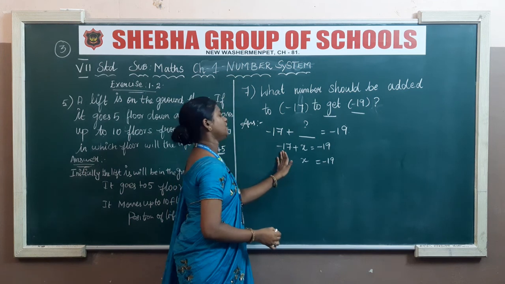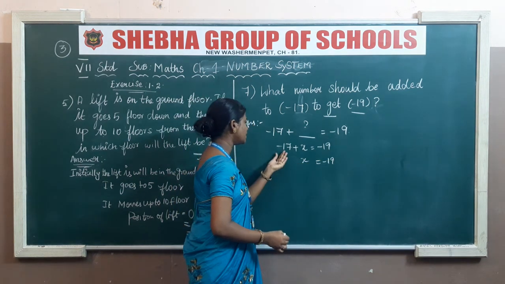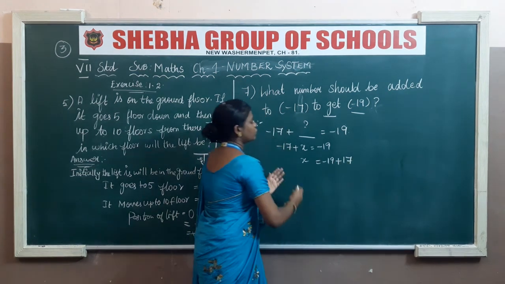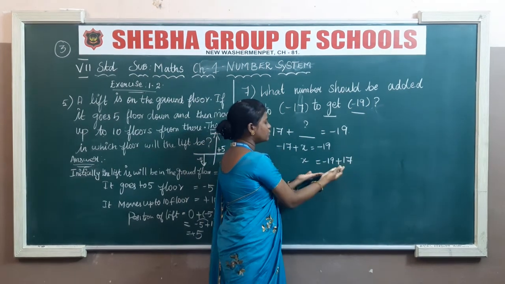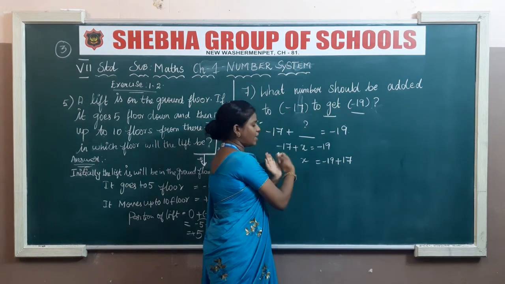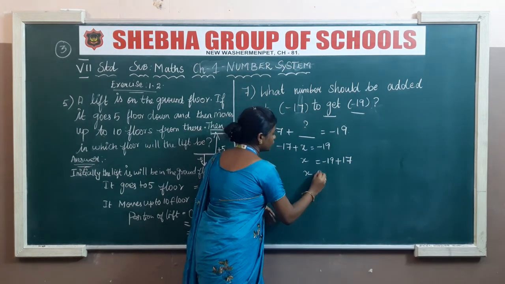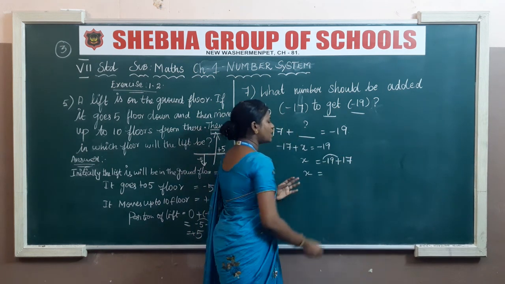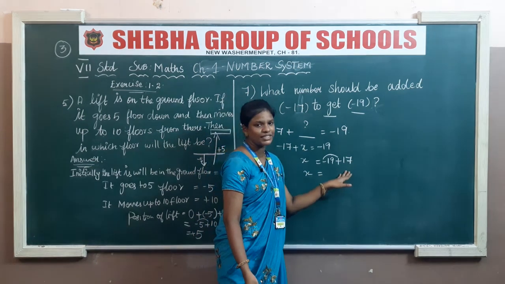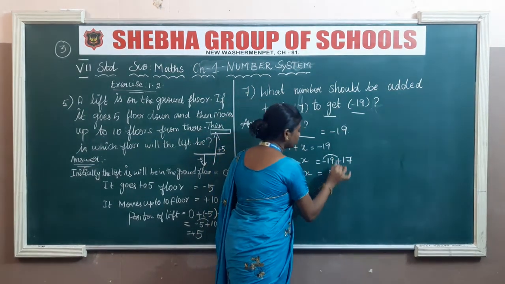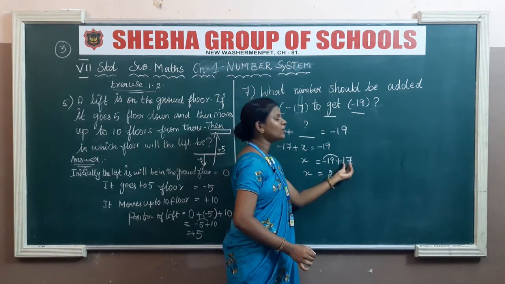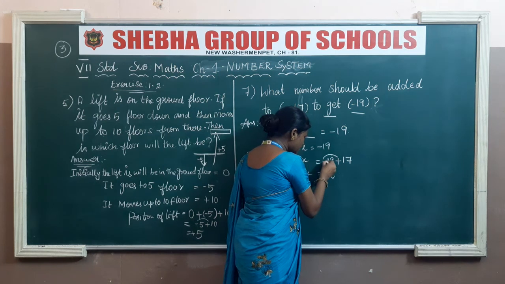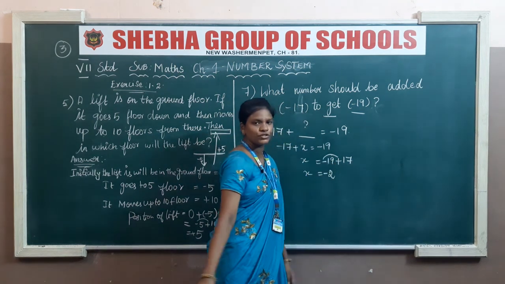The minus 17 on the left side moves to the other side, so minus 17 changes to plus 17. So x is equal to minus 19 plus 17. Minus into plus is minus. 19 minus 17 is 2. Which is bigger, 19 or 17? 19 is bigger. The sign is minus. So minus 2.